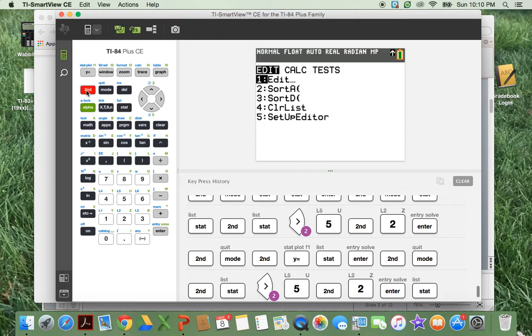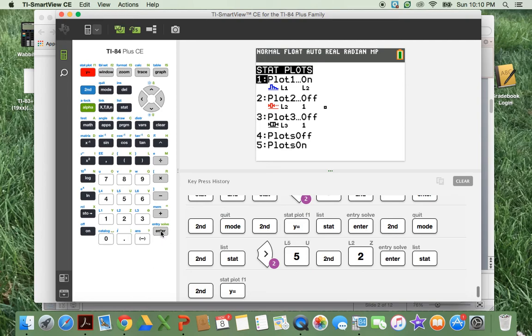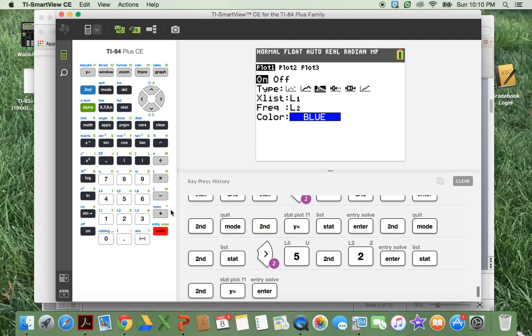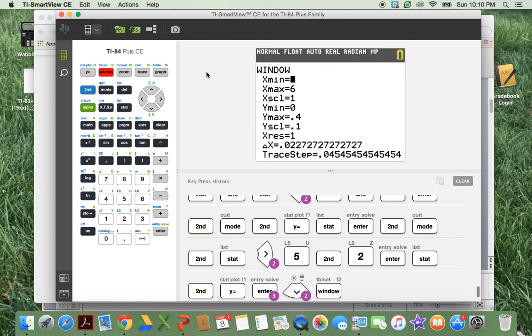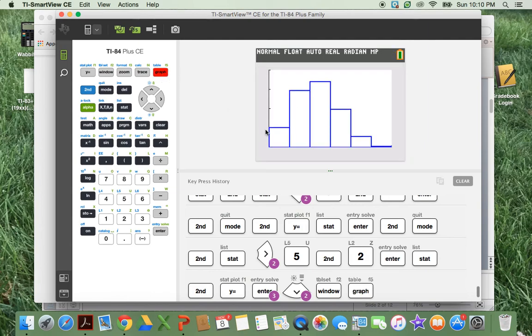Now I'm going to go second, y equals, and turn on the plot, and we're going to do histogram. L1 is our x's, L2 is the frequencies. I went to the window, and I just made it 0 through 6, with a scale of 1, and 0 to 0.4, because my highest probability was 0.31, and I made that scale 0.1. I'm going to hit graph. And there's my histogram.